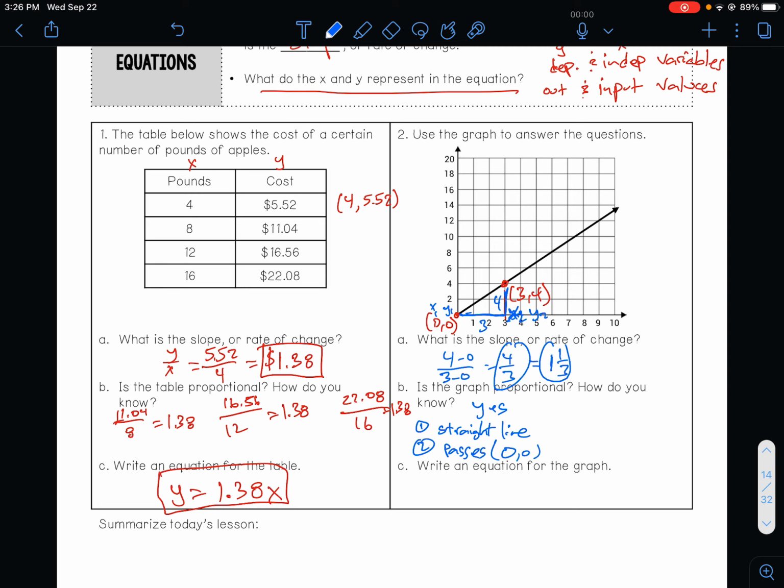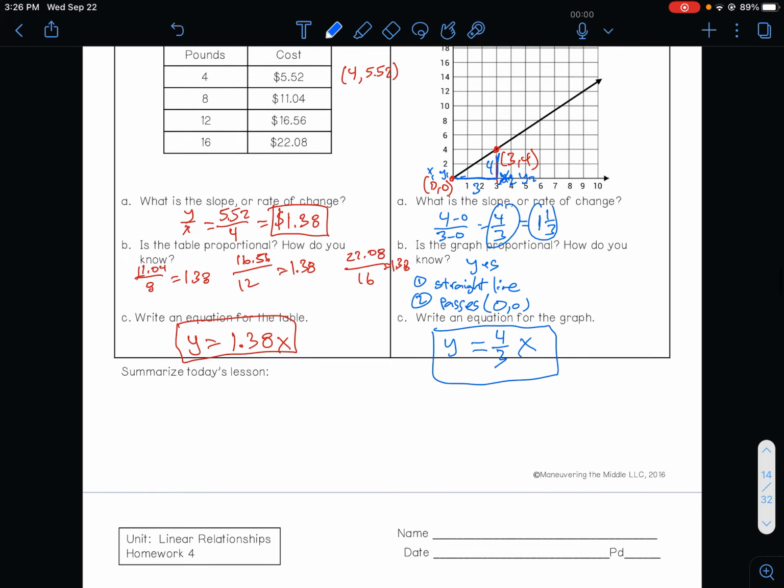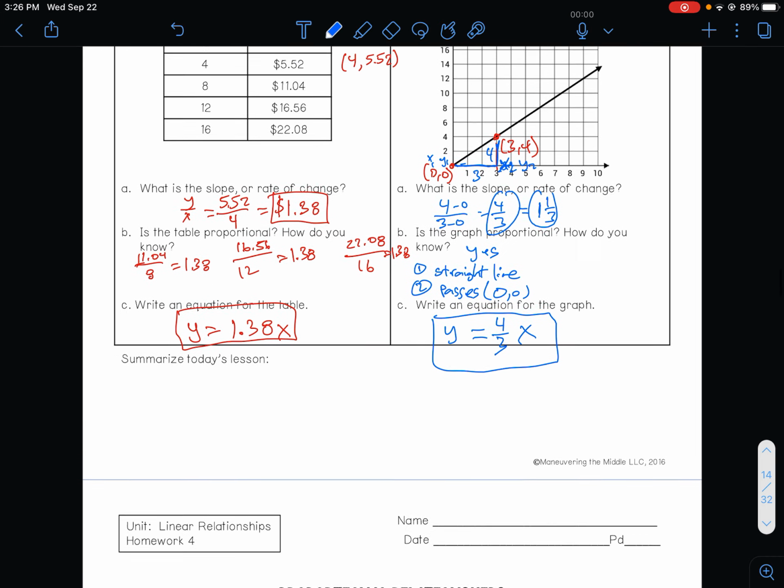Write an equation for the graph. Remember, it's y equals mx. So y and x, it's going to be like that the whole time. What's the m? The m is the slope. Our slope is 4/3. Or you could say our slope is 1 and 1/3 as well. They both are fine. And I believe that's it.